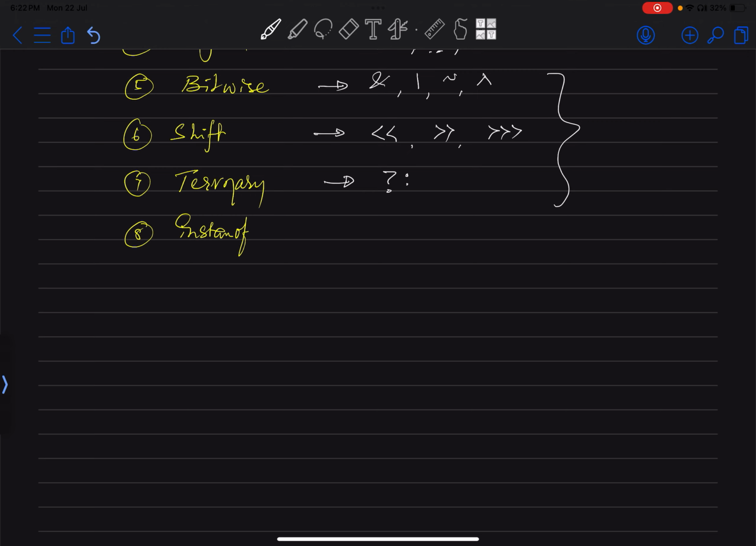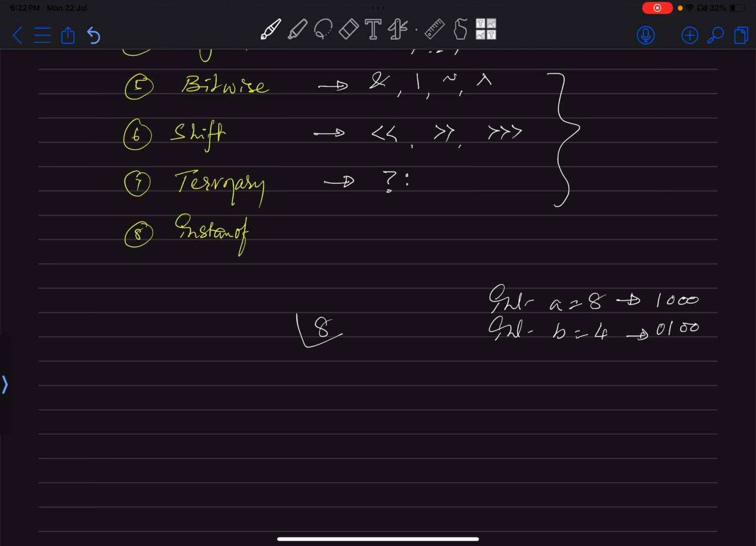For example, if I have integer a as 8, and integer b as, let's say, 4, these are their binary representations. The binary representation of 8 will be 1000, and for 4 it is going to be 0100. So how do we arrive at the binary representation?